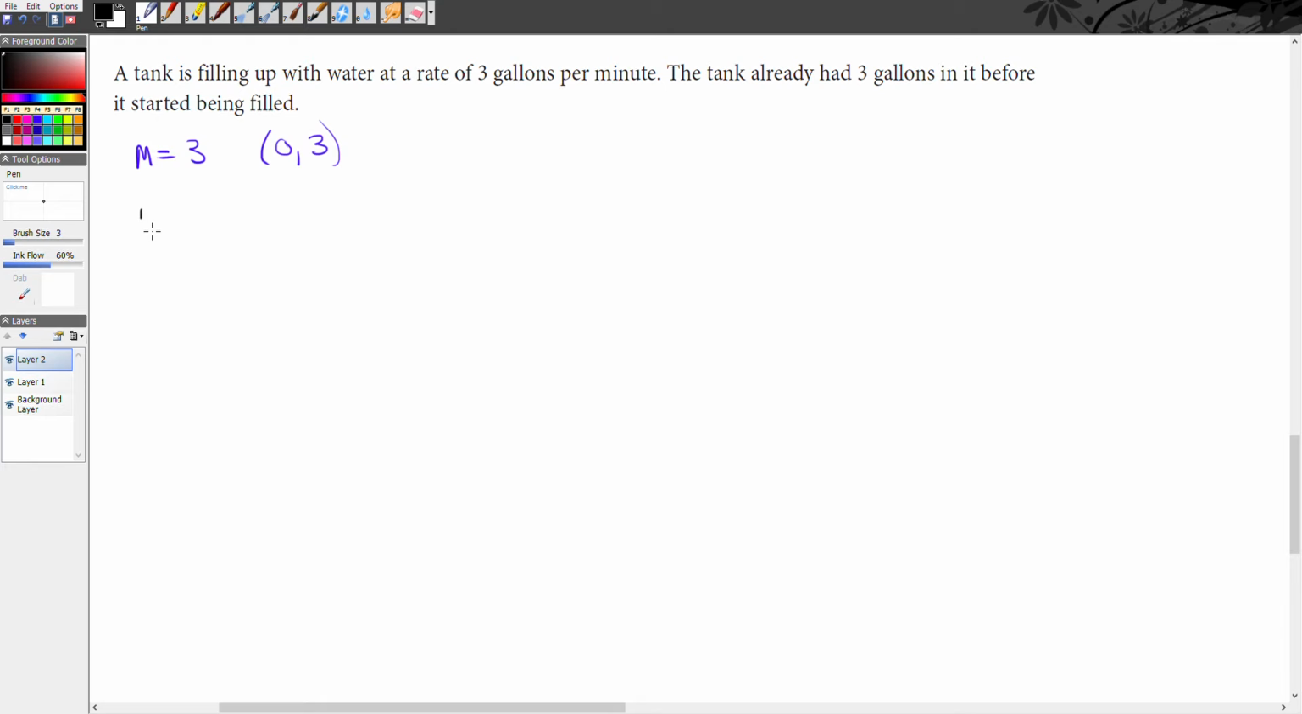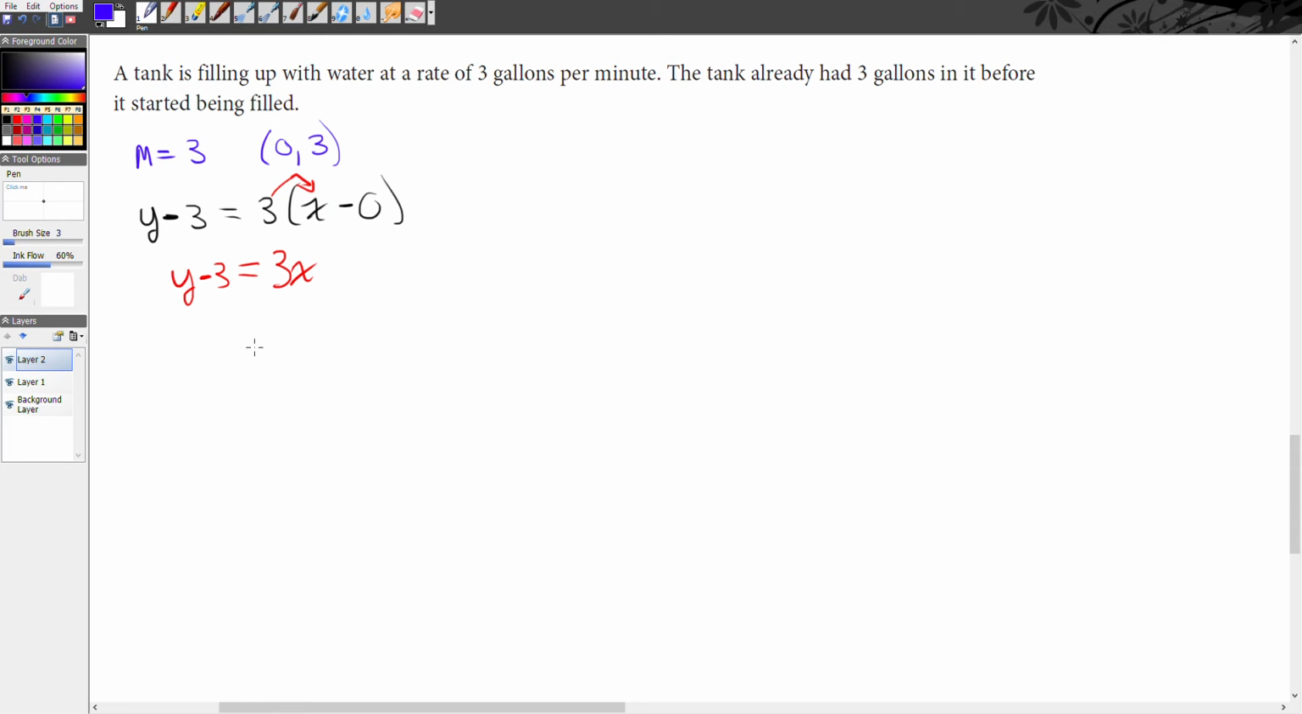So y minus y1, which is 3, equals our slope 3 times x minus x1 here, which is 0. All right, next we want to convert this into slope-intercept form, so we distribute. First off, I hope you realize this is really silly. X minus 0 is x, and 3 times x is 3x, right? So we really didn't have to do much there. So we have y minus 3 equals 3x.